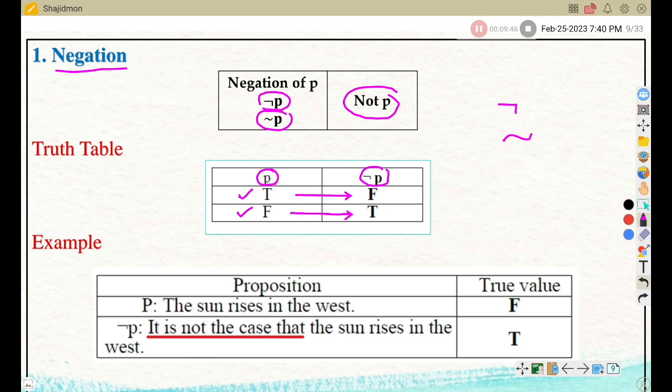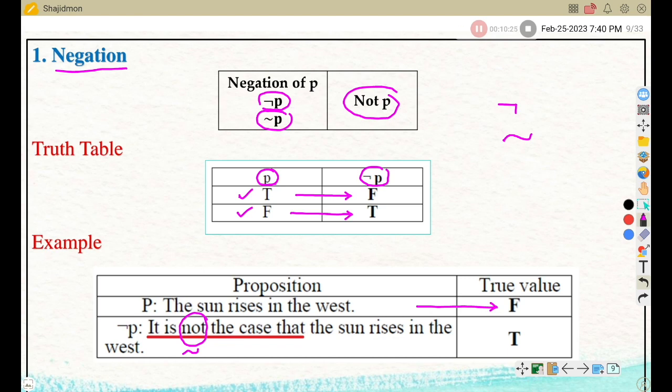False negation means true. For example, here you can see an English sentence example also. P: the sun rises in the west. What is the truth value of that one? It is false because the sun rises in the east. So the truth value is false. Now how do we write the negation of that statement, the opposite of that statement? We need to use the word not. That is the meaning of negation. So negation of P means the opposite of the first English sentence: it is not the case that the sun rises in the west. That means the sun does not rise in the west.